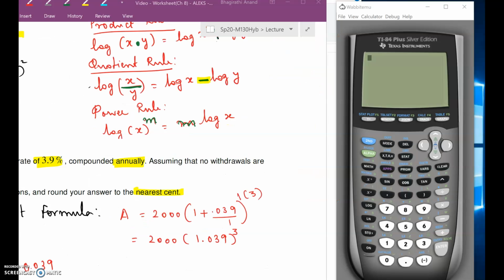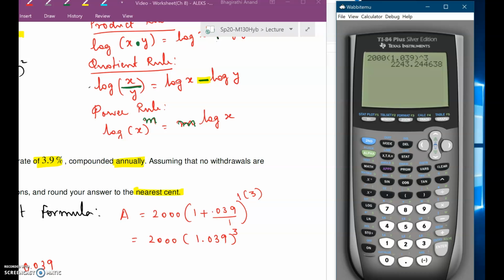You can use a regular scientific calculator. For demonstration purposes, I have this one on my computer. So I'm going to use the graphing calculator for the demo, but you can apply a similar feature in the calculator that you have. Just 2000, so I'm going to plug in 2000 times, you open up the parentheses, 1.039, to the exponent, that symbol, to the power 3. So hit the enter button.